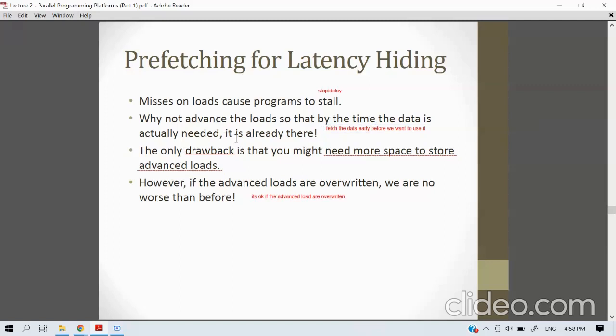So that is what is meant by pre-fetching. The only drawback in this concept is we might need more space to store the advanced loads, because we prefetch at an earlier stage, so we need memory to store the loads or data. However, if the advanced loads are overwritten, we are no worse than before. So actually, if the data is overwritten, it's not a big problem for us to implement pre-fetching.